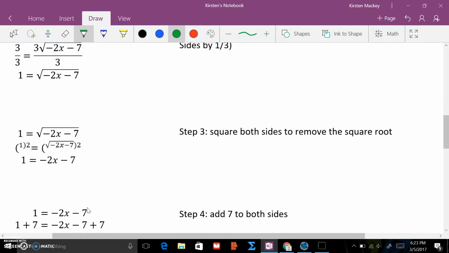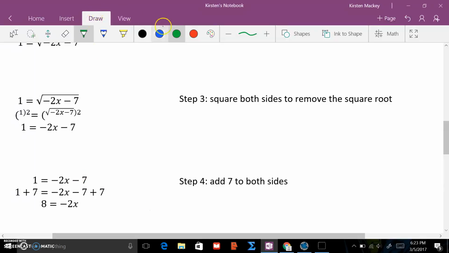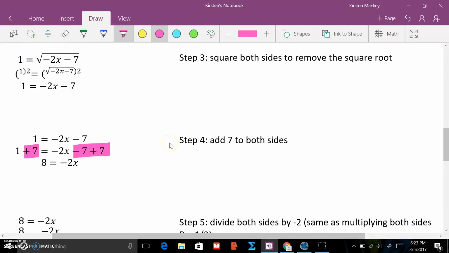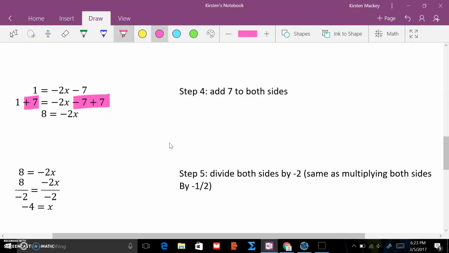Our second to last step here to undo this was to add the 7 to both sides in an attempt to make 0 there. So that way we're starting to get that x value by itself. So that's going to make a 0. 1 plus 7 is 8. So we're left with -2x equaling the value of 8. And then we have to try and get that x by itself. And to do that, we can divide both sides by -2, or we could multiply both sides by -1/2.